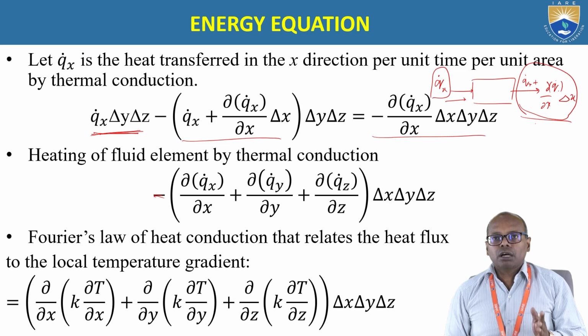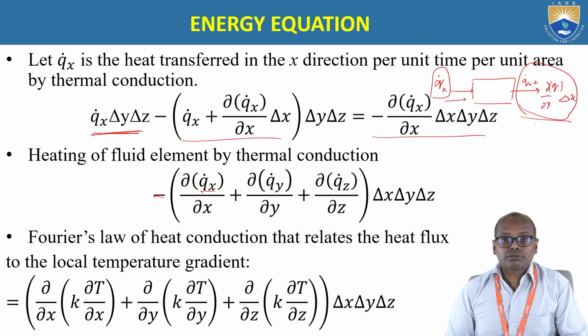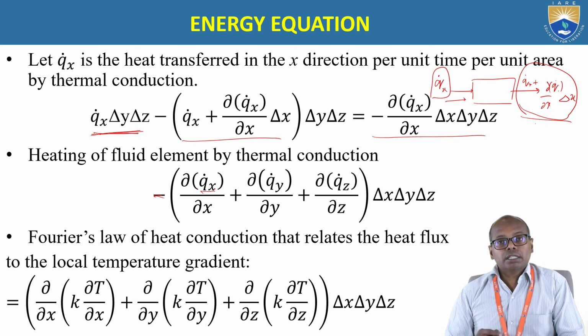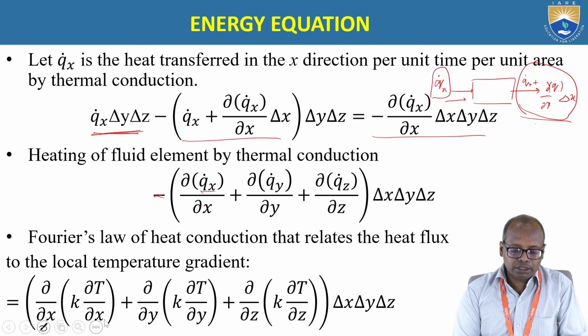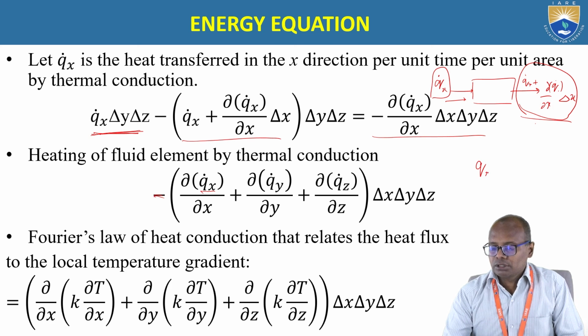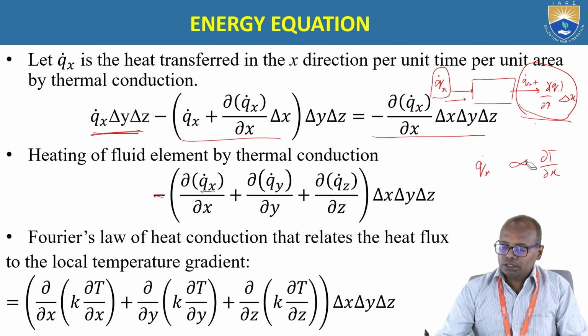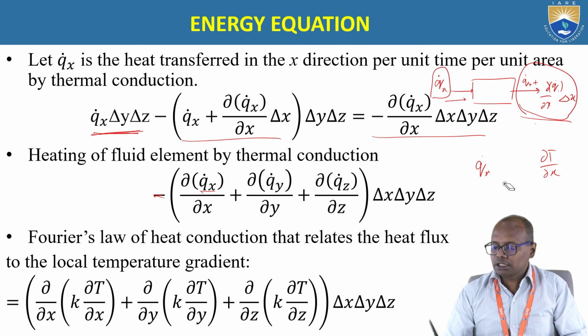Fourier's law of conduction states that the net heat transfer rate in the x direction is proportional to the temperature gradient in the x direction. So heat Qx is proportional to the temperature gradient in the x direction. Now, what is this constant of proportionality? The constant of proportionality is nothing but the thermal conductivity.